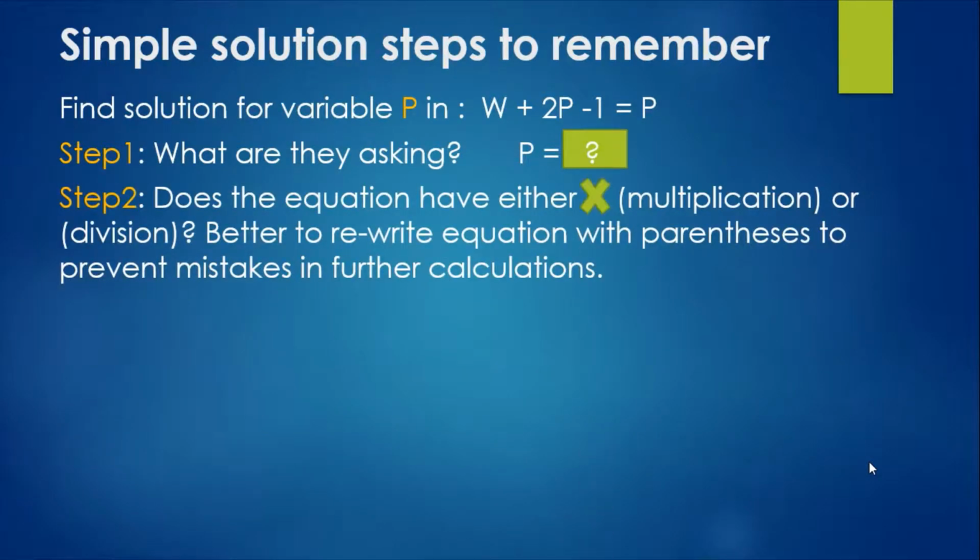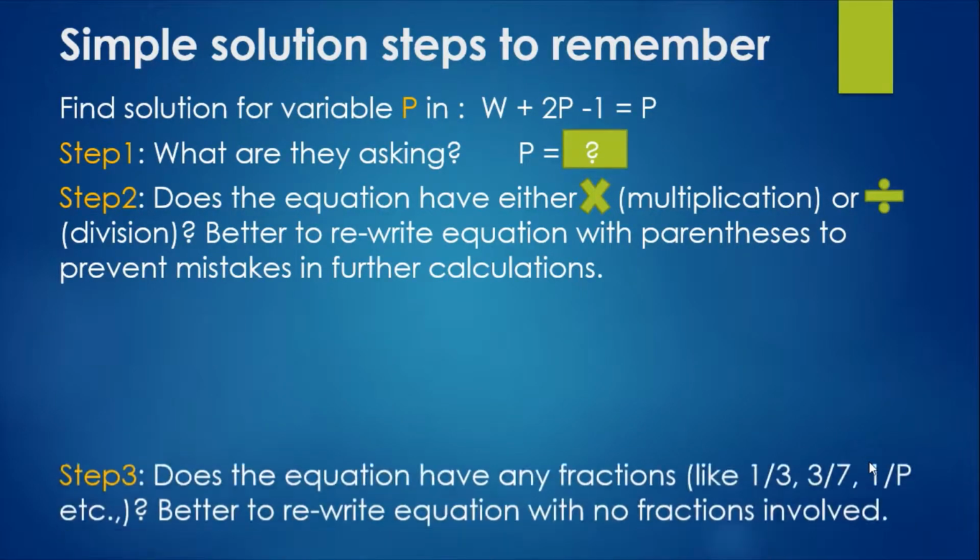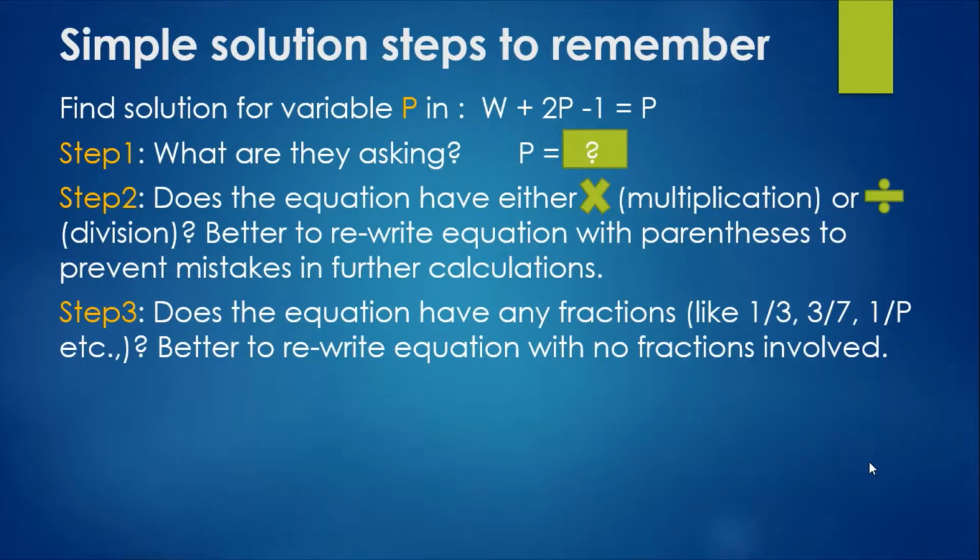Now the second step is about whether the equation has multiplication or division or even exponents. I didn't want to include exponents here because that can be confusing. So even to start with, if there are things like that, it's better to rewrite the equation with parentheses, because I have seen issues many times where students make mistakes in the calculations by not putting parentheses, especially if there are multiplication and division. If it is just addition and subtraction, I think it may be simpler to solve, but just remember that.